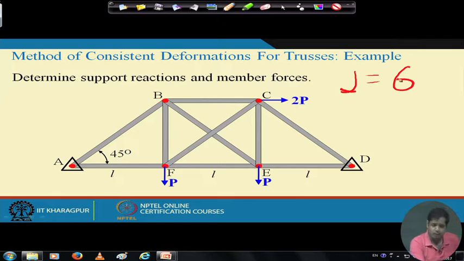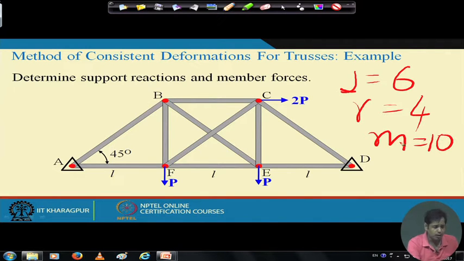So, number of equations available 2j, which is 12, and then number of reactions, we have 2 reactions here and then another 2 reactions here, total reactions r is equal to 4, and then number of members 1, 2, 3, 4, 5, 6, 7, 8, 9, 10, m is 10. So, number of unknowns is m plus r, which is 14, and number of equations available 6 into 2, 2 per joint, 12. So, Ns is equal to 2. So, static indeterminacy for this problem is 2.